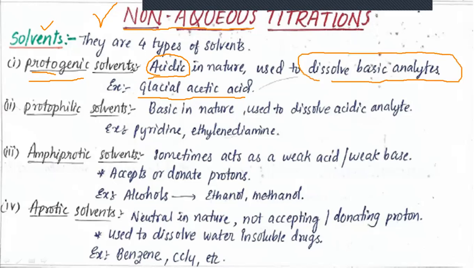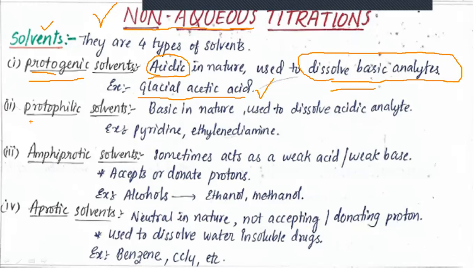For example, if you are taking weak bases, to estimate weak bases, we need to take glacial acetic acid. So why? Because weak bases will be dissolved in acids. So that's why glacial acetic acid is used here to dissolve or to estimate basic analytes.